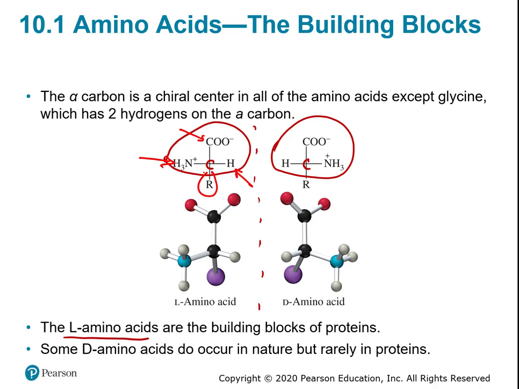So remember in nature, most sugars are what? D or L? Got a 50-50 chance, D or L. D. D glucose. Remember like alpha D glucose, beta D glucose. Well, amino acids in nature are almost always L, which is just kind of odd that they're not the same, but L is the more common form.